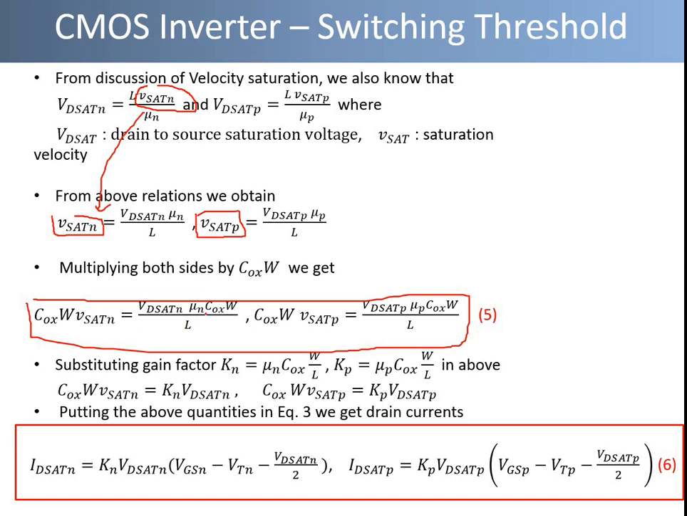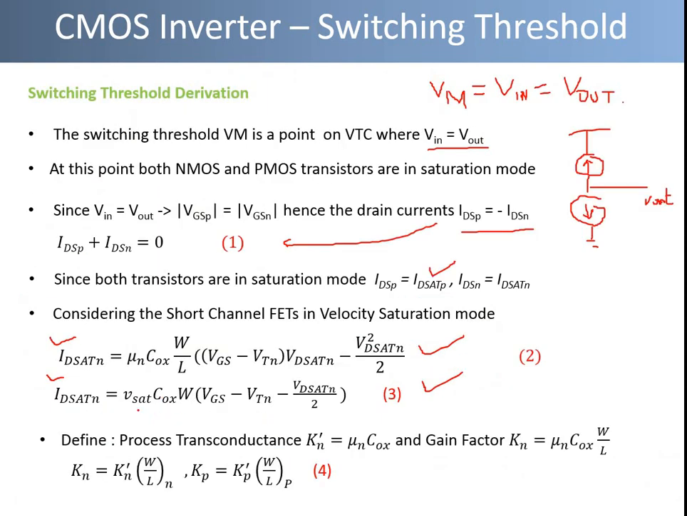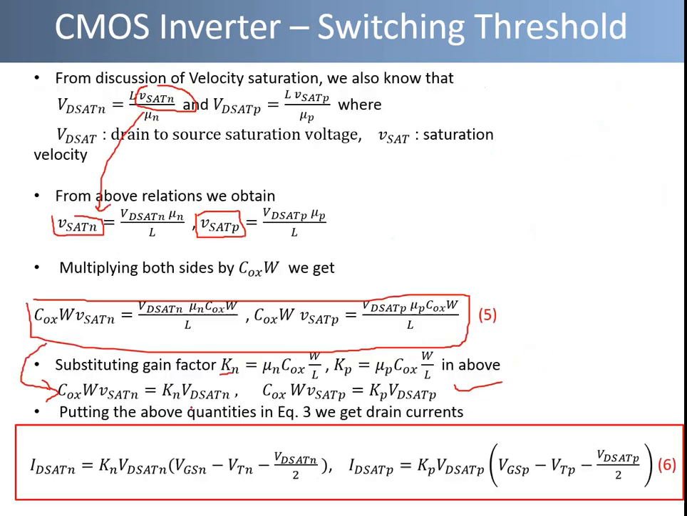And as we know that mu n COX W by L is equal to the gain factor capital K, so we can substitute it in this equation and we can come up with the following equation. Now we have to substitute both these quantities in equation 3, like we have small v sat COX times W, and this quantity is equal to Kn times capital VD sat n.